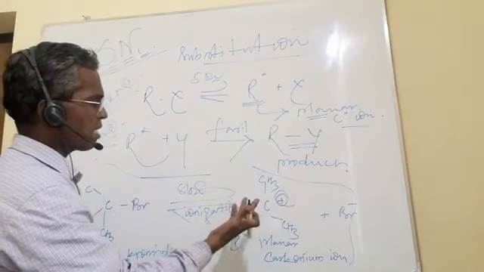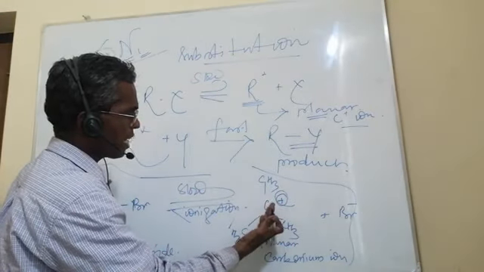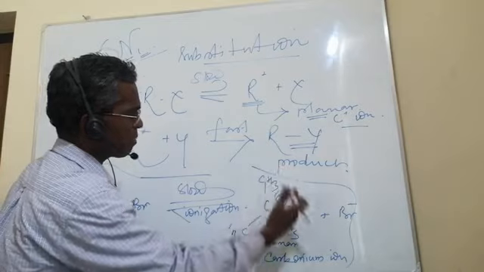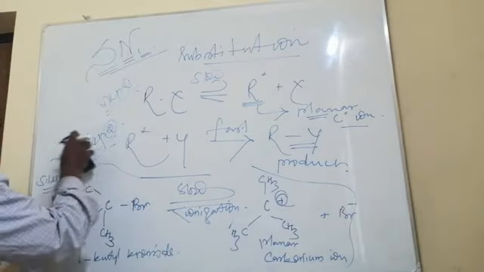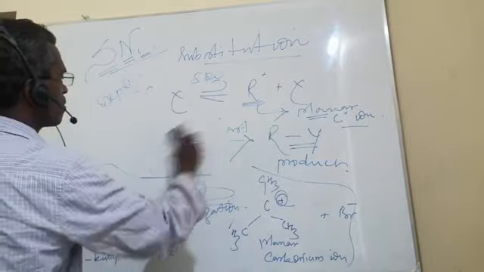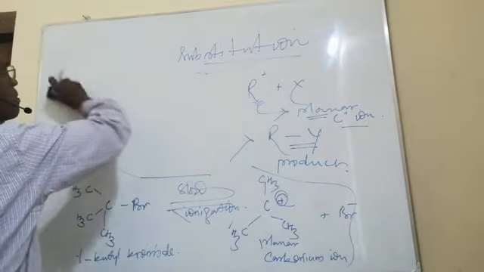All the sides are planar, therefore the incoming group, the attacking agent, the nucleophile, can attack from either side of the planar carbonium ion, and that will be converted into a product like this.